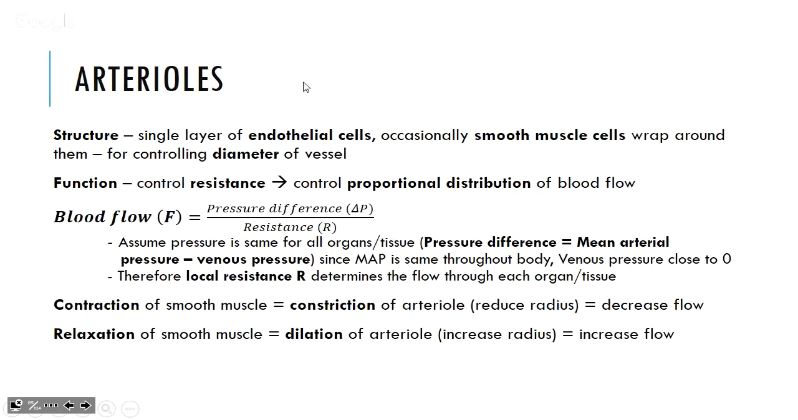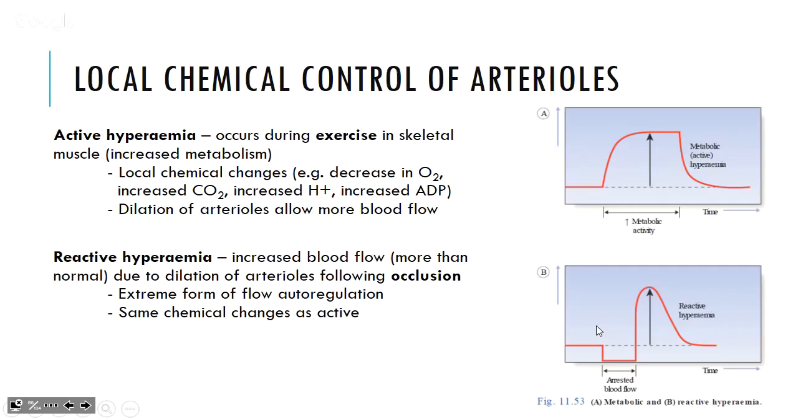So arterioles, I guess the most important thing to know about them is that they're mainly just endothelial cells and some smooth muscle cells, and they're important for controlling the diameter of the vessel. The arterioles are the most important for controlling how much blood flows through. When they constrict, you'll get decreased flow. When they dilate, you get increased flow.